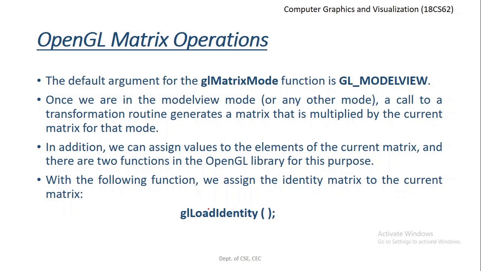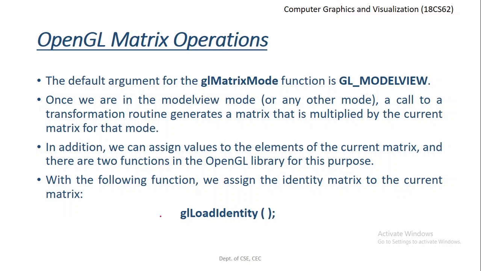Once we are in the model view mode or any other mode, a call to the transformation routine generates a matrix that is multiplied by the current matrix for that particular mode. Suppose the default matrix is the model view matrix. We need to initialize this matrix with a bunch of values. To do that, we have a set of OpenGL functions. In addition, we can assign values to the elements of the current matrix, and there are two functions in the OpenGL library for this purpose.